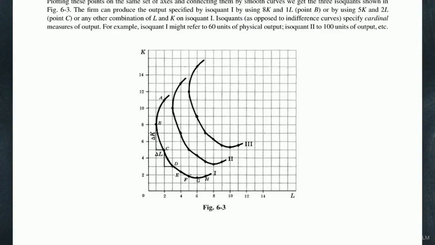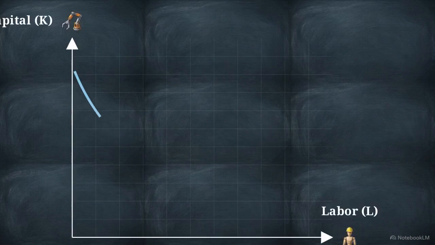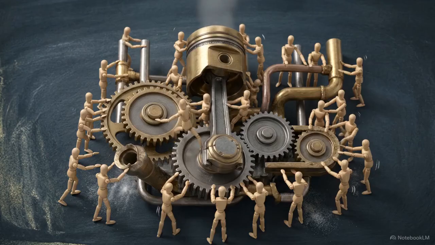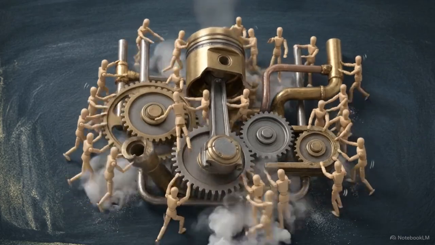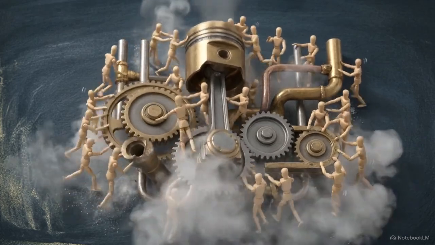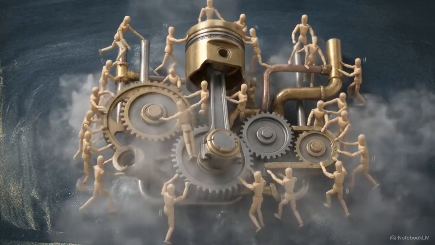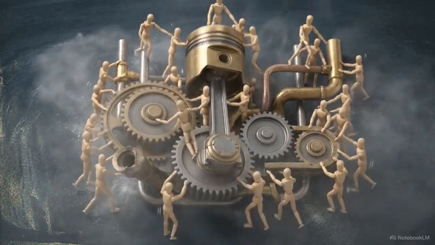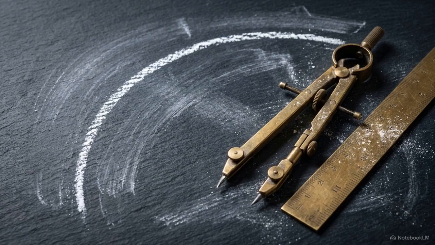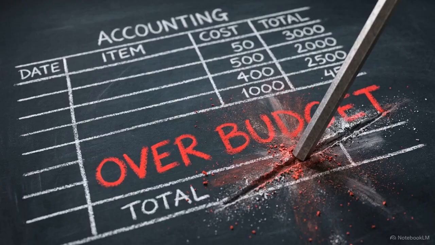We can map these recipes on a grid to create an isoquant. Every point along this curve, like B and C, represents a different combination of labor and capital that produces the same level of output. The curve bows inward because of the marginal rate of technical substitution. You cannot simply swap one machine for one person indefinitely. As you use less machinery, you need increasingly larger amounts of labor to maintain production.